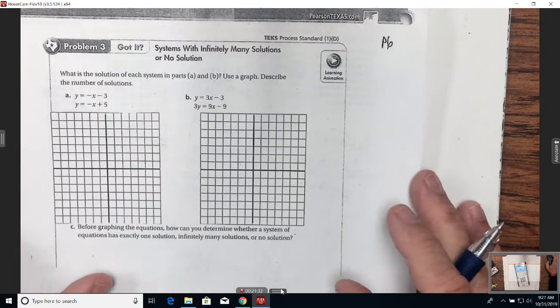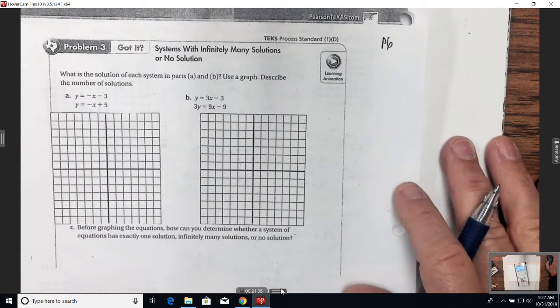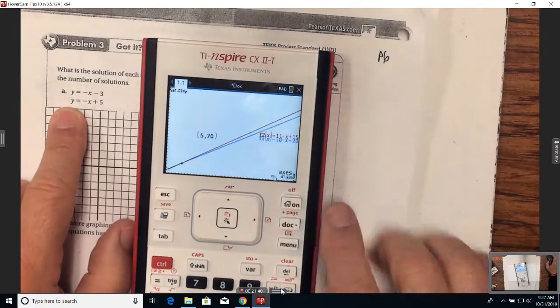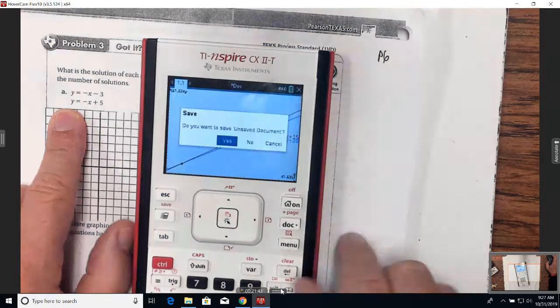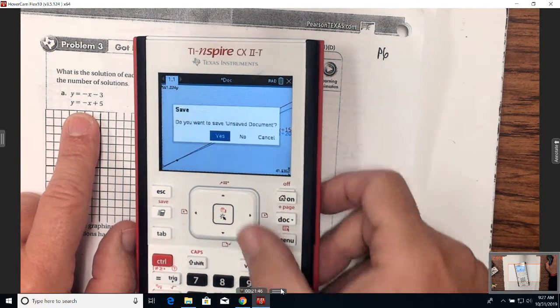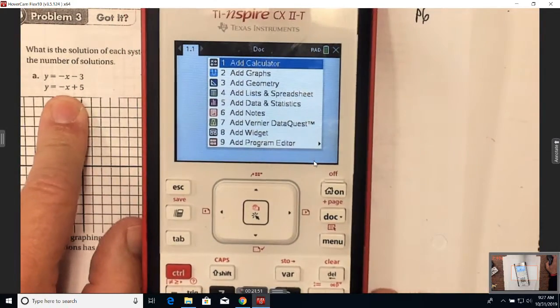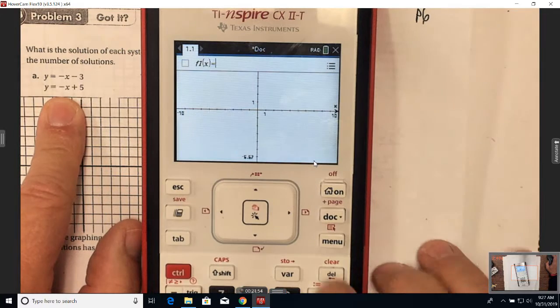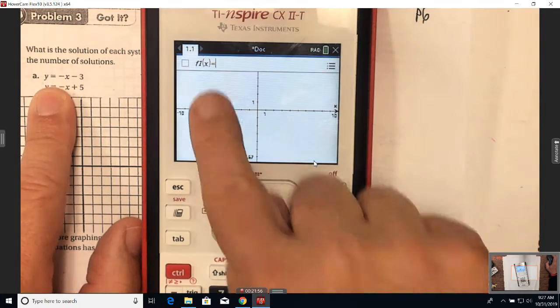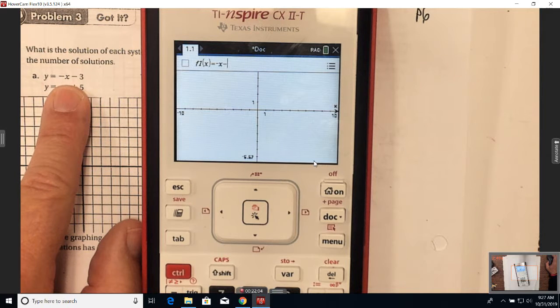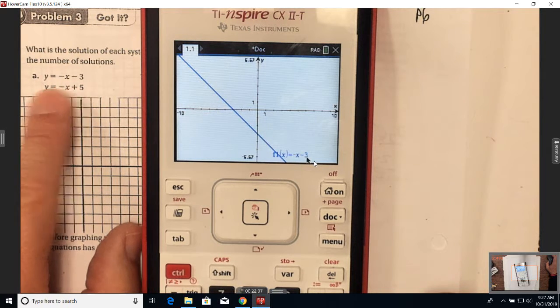All right, so let's go to the next problem, see if you understand this. How could we do this graphically in our calculator? Okay, to prove this in our calculator, we could do the same thing. Look, I could just go to my home screen, go to New Document, don't save my last one, and then just add a graph. Right, and graph these both on the same coordinate plane. So y is equal to, so it's already in slope-intercept form, so this would be real easy. I don't have to change it to a relation. It's just y is equal to negative x minus 3. Hit enter. And then graph the next one.